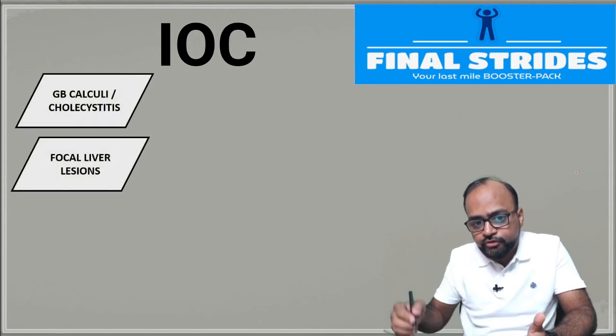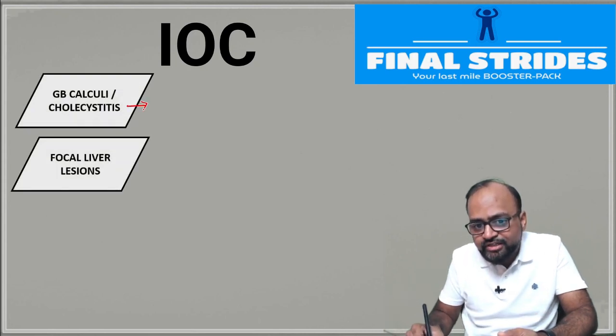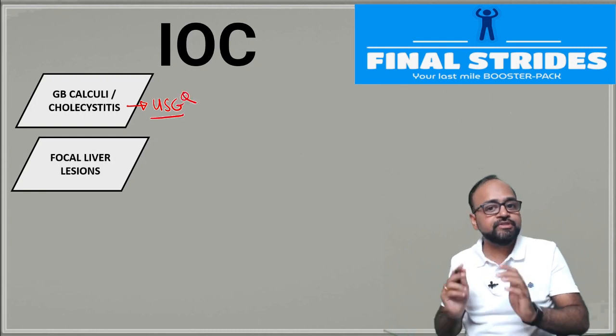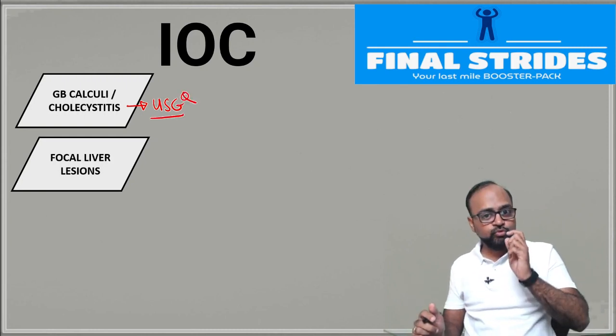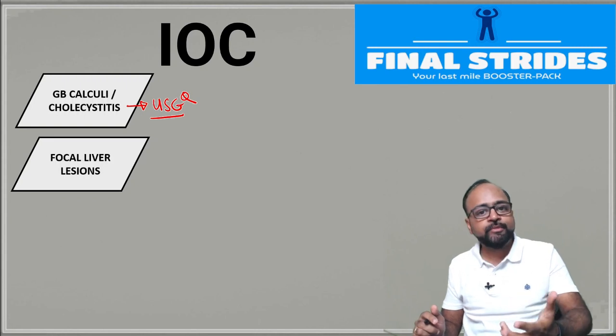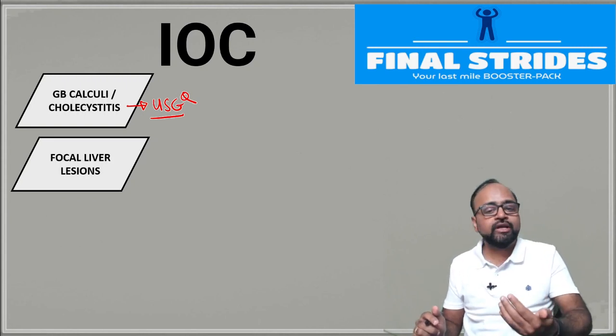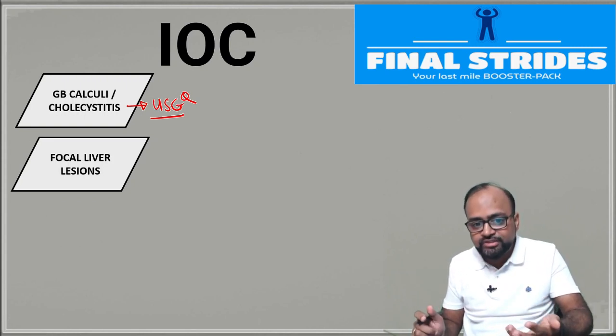Yes, now let us quickly discuss a few investigation of choice clinchers. They can be asked to you either as a factual question or as part of a clinical scenario where the history is given, clinical profile is given, and the examiner is asking you what is to be done next. So for GB calculi or cholecystitis, the investigation of choice, remember, is USG. That is because biliary calculi have poor calcium content, and therefore they may not be seen well on a CT or an X-ray, and therefore USG is the investigation of choice.